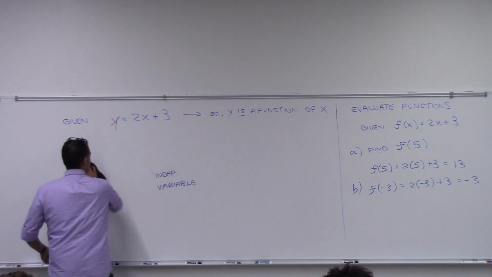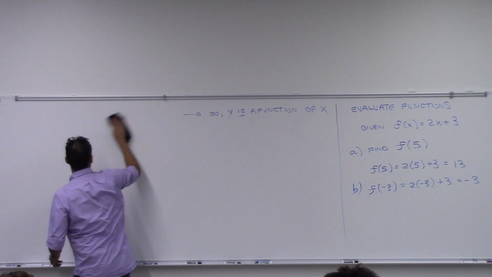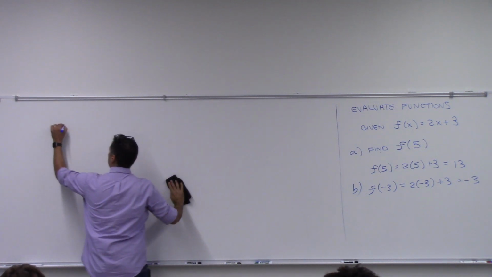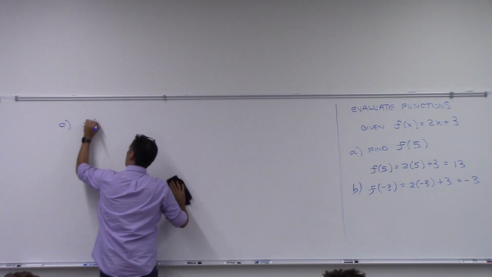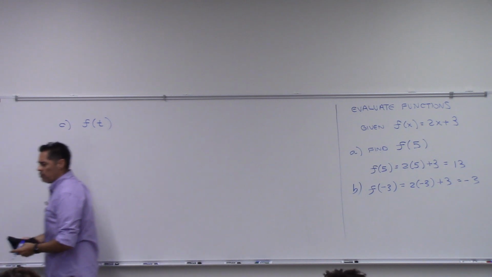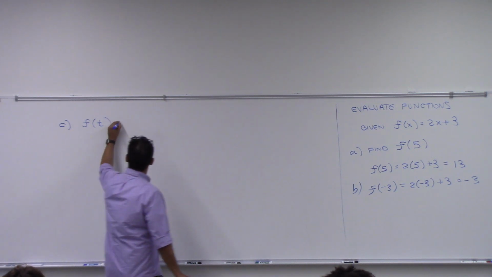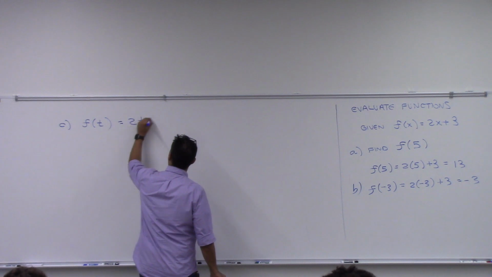I want to evaluate again. Same problem, same function we're dealing with here. Let's evaluate, find f of t. So what am I telling you to do? Replace the x with t, right? Replace the x with t. So what would you get? 2t plus 3, and that's it.